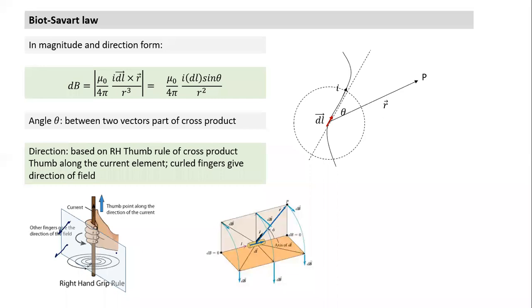Suppose we take a point here. This also, the field will be perpendicular to the plane which we have drawn here. But which direction? See, the fingers are going into the plane of paper, so the direction of field will be like this. The direction of field is like this.